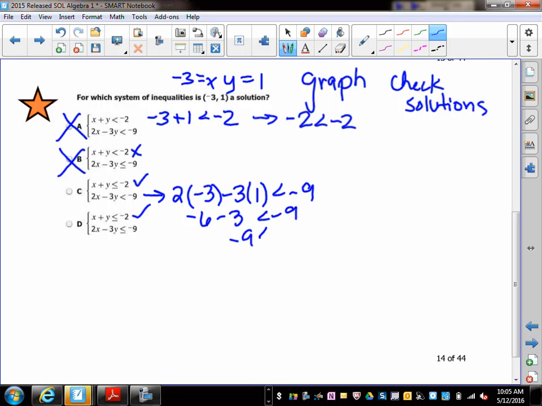So is negative 9 less than negative 9? No, so this isn't going to work. We need it to say or equal to, which this does. So D is our answer.